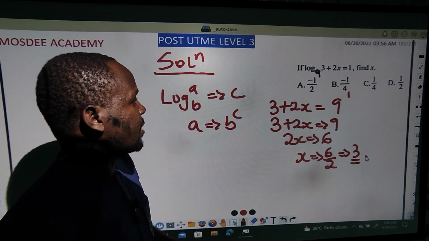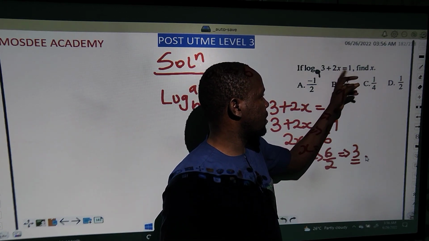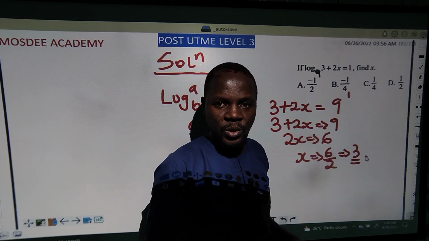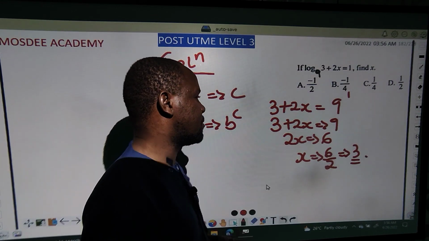In fact, you can test it to know you are right. Put 2 times 3, 6. 6 plus 3, 9. Log 9 base 9 is 1. I hope you understand. So that is how to know if you are doing it right. Next, please, my dear admin.